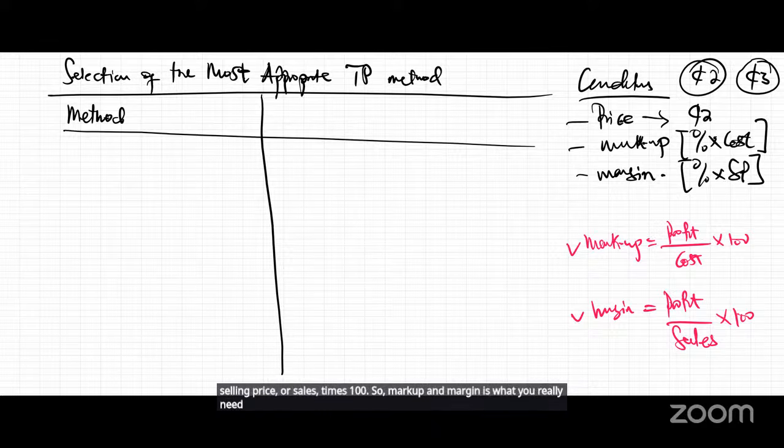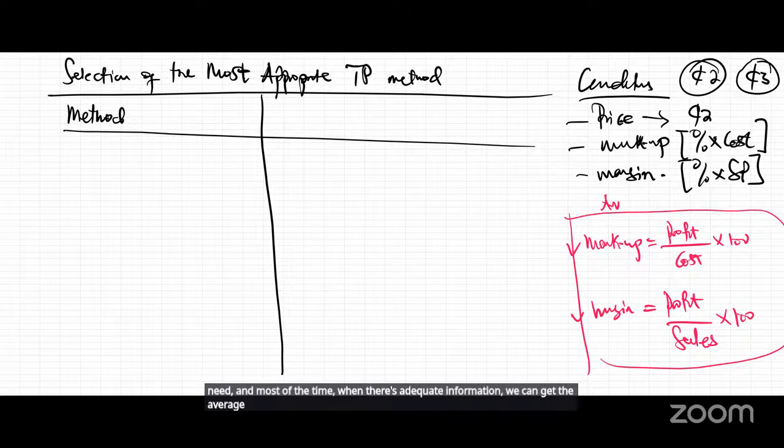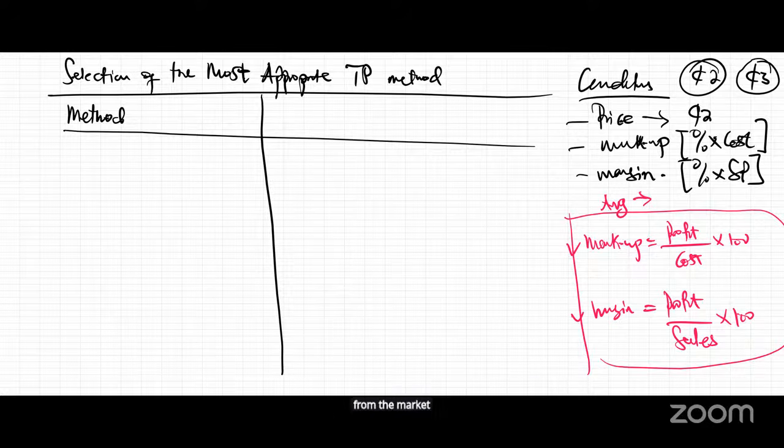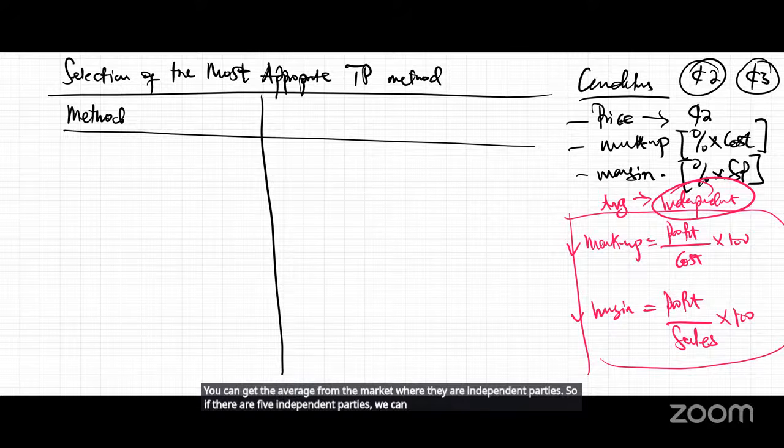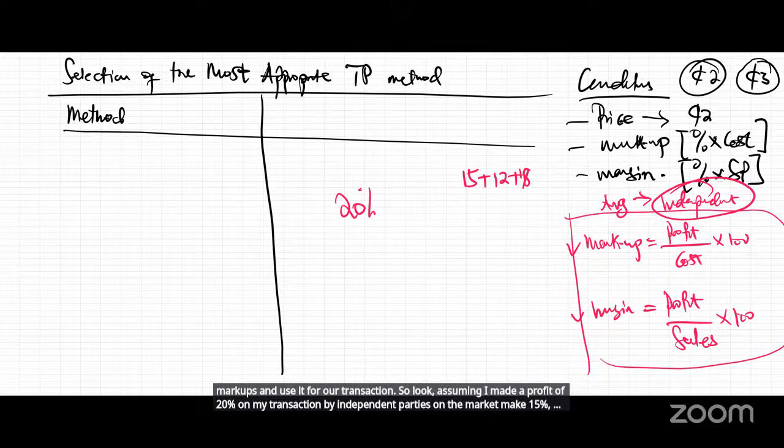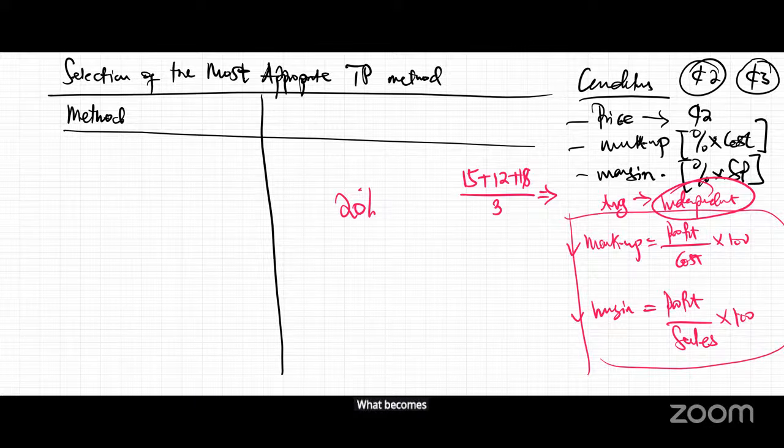And most of the time, when there's adequate information, we can get the average markup or margin from the market. We can get the average from the market where there are independent parties. So if there are 5 independent parties, we can just take an average of their markups and use it for our transaction. So look, assuming I made a profit of 20% on my transaction, but independent parties on the market make 15%, 12%, and 18%. We can add all this and divide by 3. And what becomes the average markup?